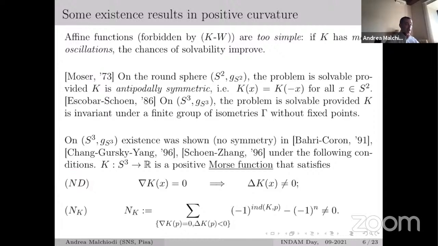And then they assume the following condition. So it's in dimension 3, but I write the result for general dimension n because I want to consider it later for general dimensions. They consider this number, which might appear a little mysterious. So it's a sort of index counting condition that I will try to explain later. So you sum over all critical points of k with negative Laplacian. Okay, so just these critical points, (-1) to the Morse index, which is the instability index of the function k, and then you subtract (-1) to the power n. Okay, so it turns out that if this number is non-zero, then the problem is solvable. So I will try to explain later the role of this number and why the result only holds in dimension 3.